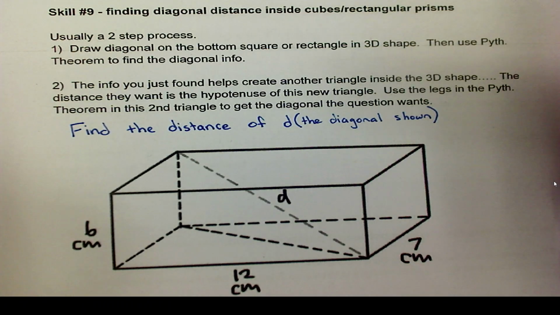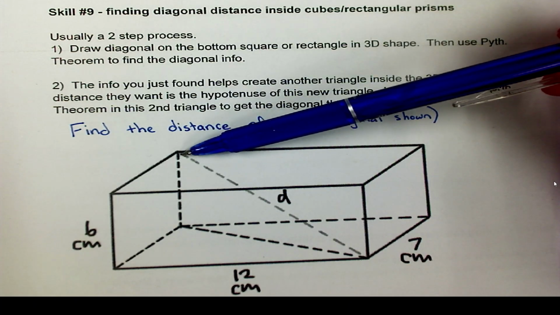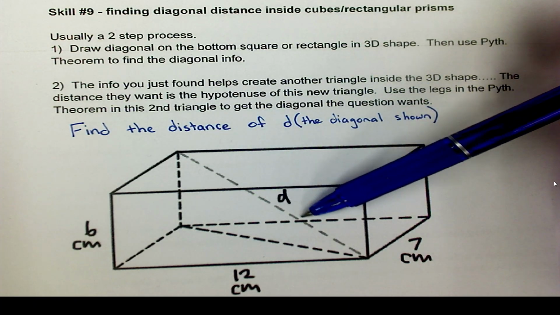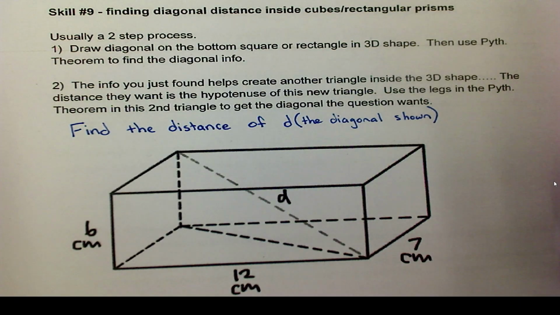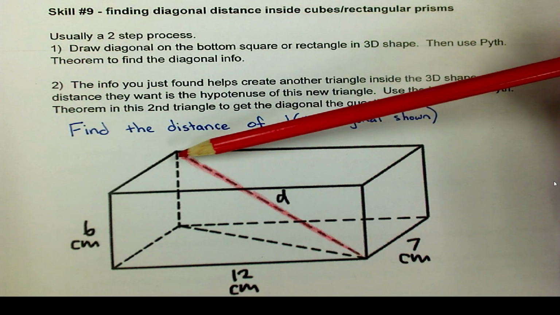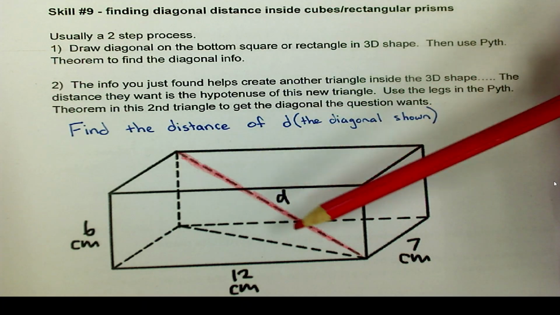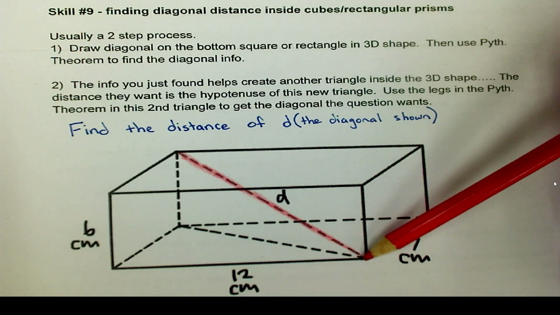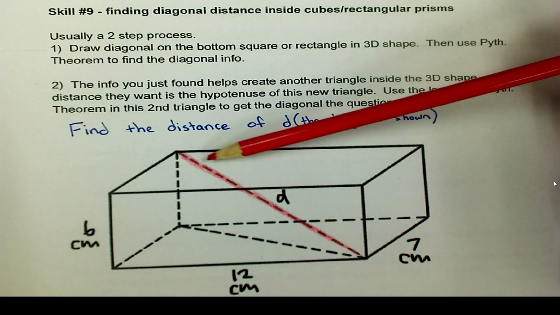For this lesson, we're going to find how to actually determine the distance of line segment D. I'm going to put that in red. This is a pretty typical question that you'll see. It goes from maybe a back corner to a front corner. Also, this one will be at the bottom. This one will be at the top.